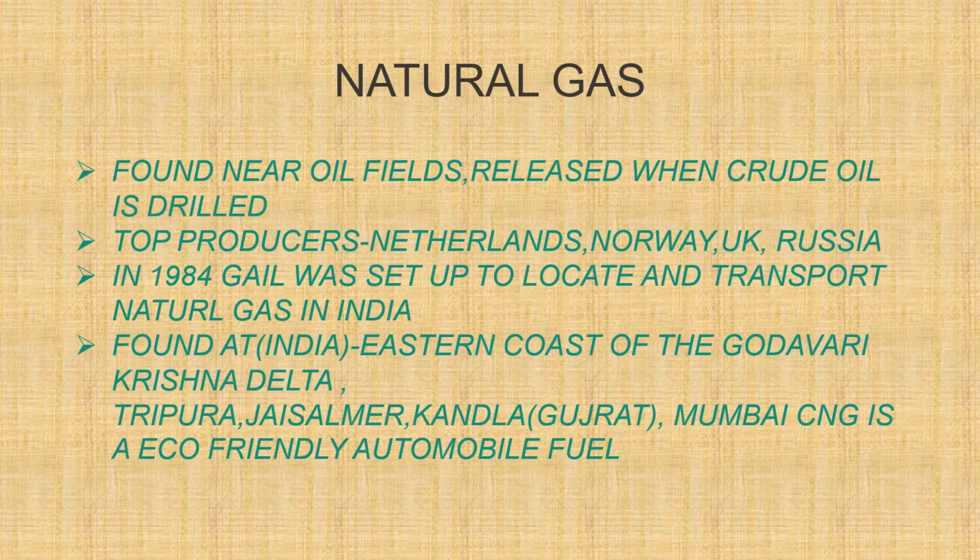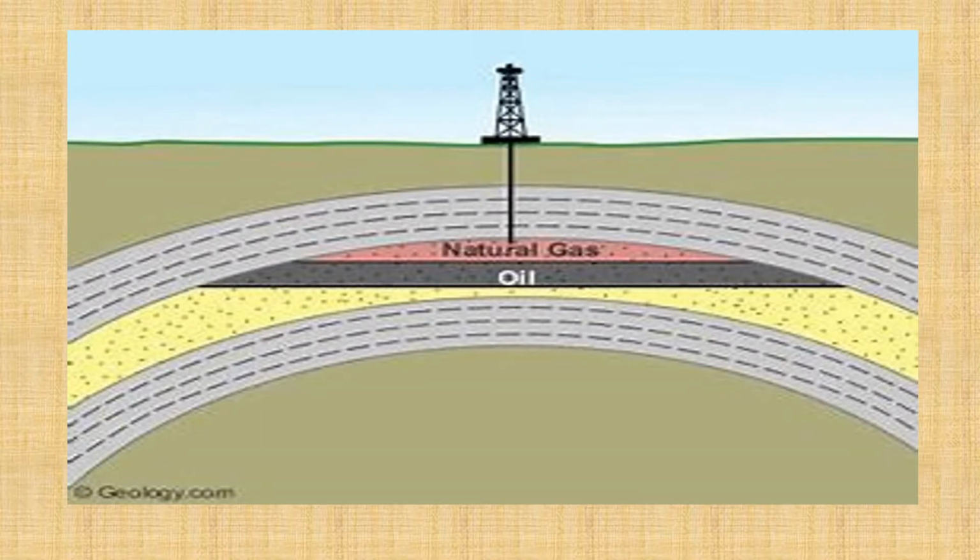In India, the eastern coast of Godavari Krishna Delta, Mumbai High, Tripura, Jaisalmer, and Kandla are some producers. It is an eco-friendly automobile fuel and comparatively cheaper. Natural gas is found above oil.